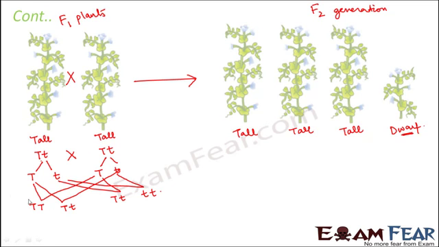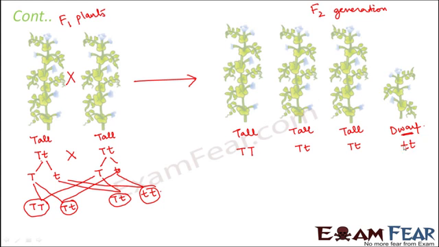Now these are the genotypes. So what is the phenotype for capital T, capital T? The phenotype is going to be tall. What is the phenotype for capital T, small t? That is also going to be tall, because capital T is dominant over small t. And what is going to be the phenotype for small t small t? That is going to be dwarf, because you don't have any capital T at all. So it has to be dwarf.